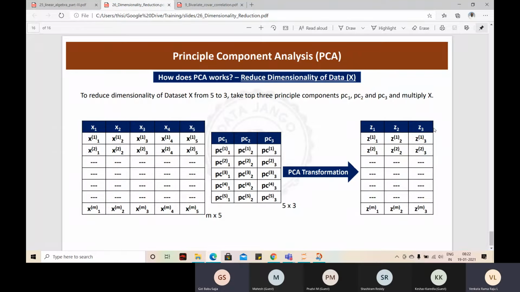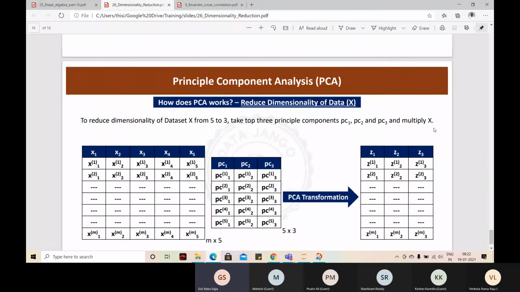Yeah, my understanding is that Z1, Z2, Z3 will not have it, because we found eigenvalue lambdas, and only the lambdas are there in the diagonal. So that is where the multi-collinearity is removed. That's my understanding.